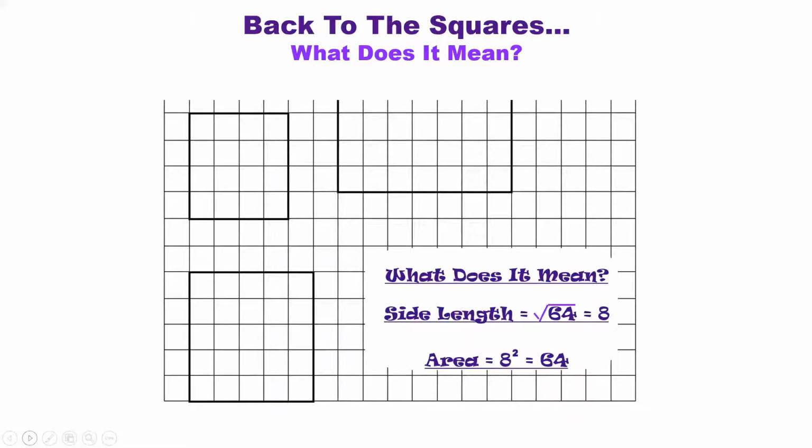Back to squares. What does that mean? So if I have a side length of 8 units, if I square those units, it will be 64. If I want to go back, I will find the square root of 64, which gives me 8. The area of that square will be 8 squared, which also equals 64 units.